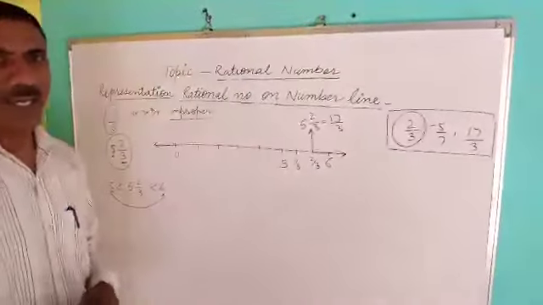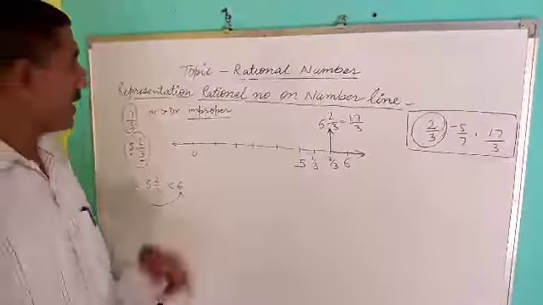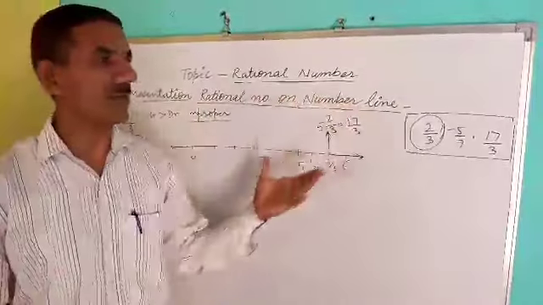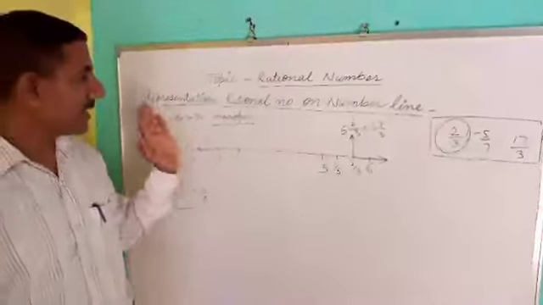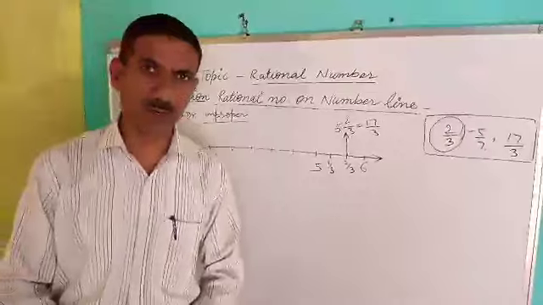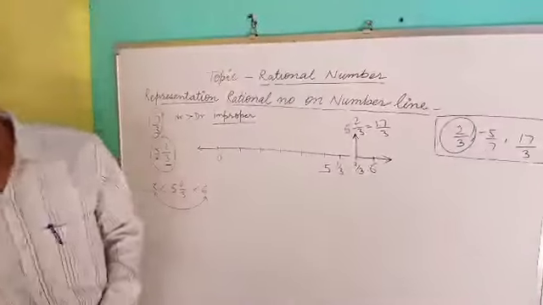So in this way, you have to represent a rational number on the number line, whether the number is in the form of a proper number or an improper number.